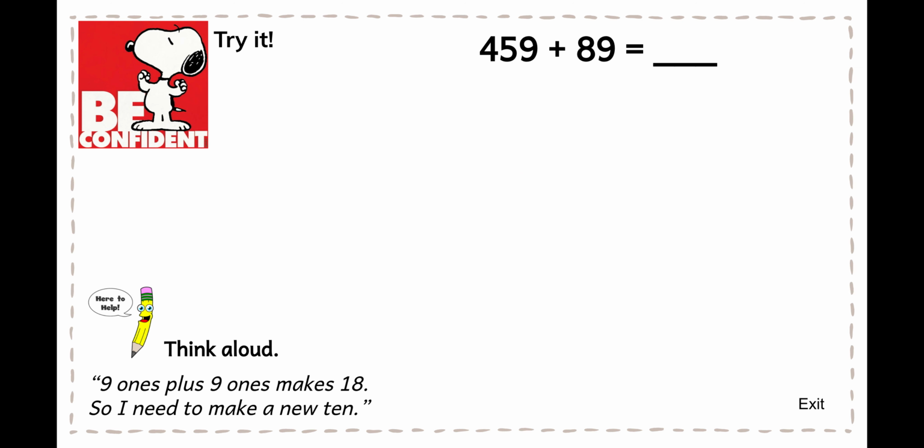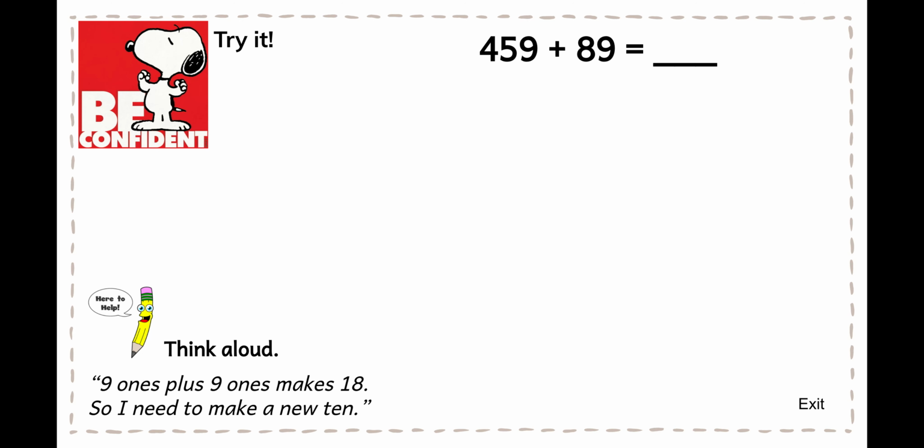Here's a problem for you to solve. Be careful. Make sure you line up those place values so your ones are on top of your ones and your tens are on top of your tens. Also, try to think aloud. Think about when you need to make a new group of 10 or a new group of hundreds. Pause the video, solve the problem, and then restart to check your work. Pause the video now.